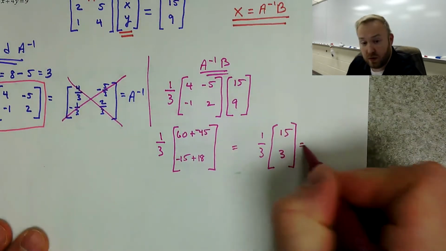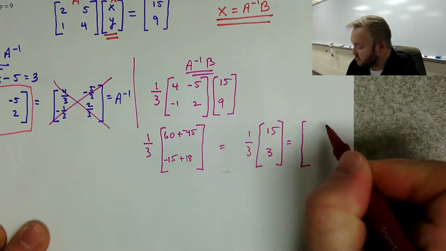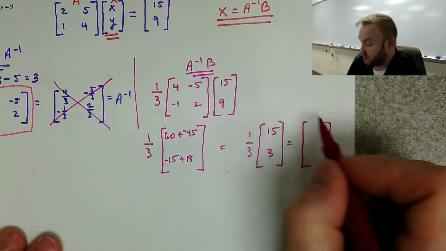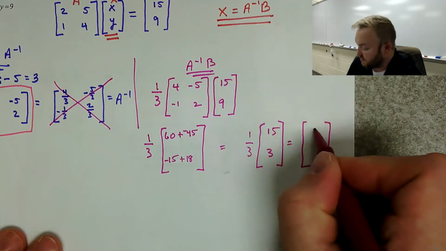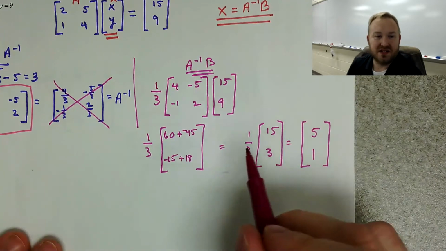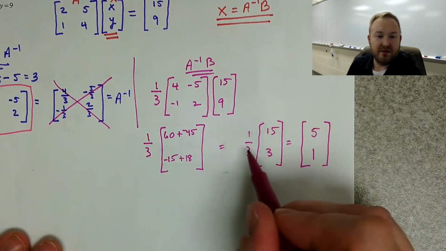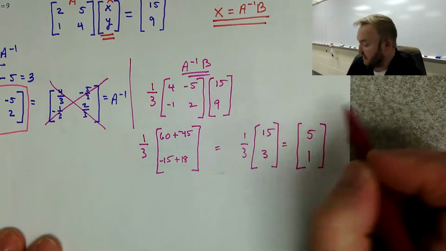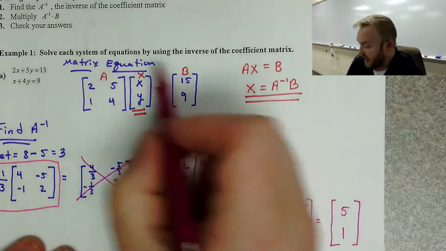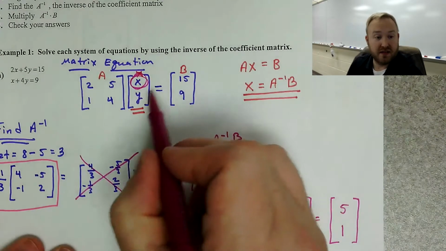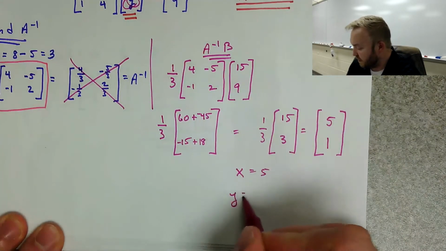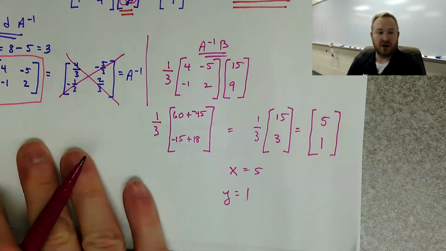And now I can multiply each of those numbers by 1/3 or divide them by 3. 1/3 times 15 is 5. And 1/3 times 3 is 1. See how much easier it was to save that 1/3 till the end. Now that number that's the first in your matrix, that is your solution for x, and then y is the bottom number. So my x is 5 and my y is 1, and we've solved it.